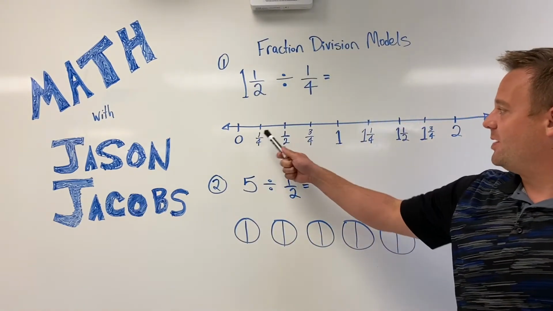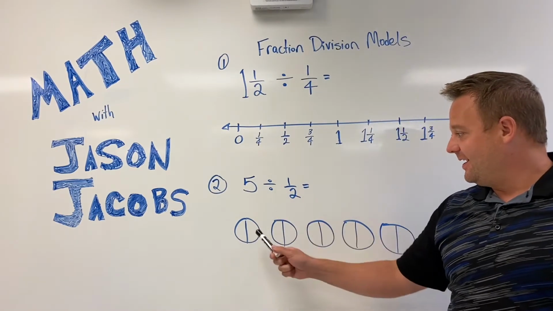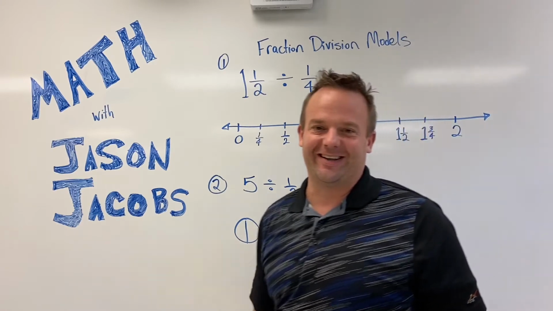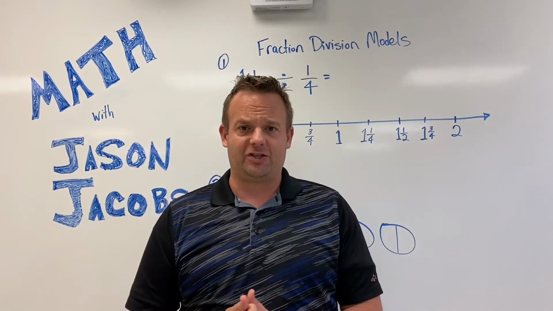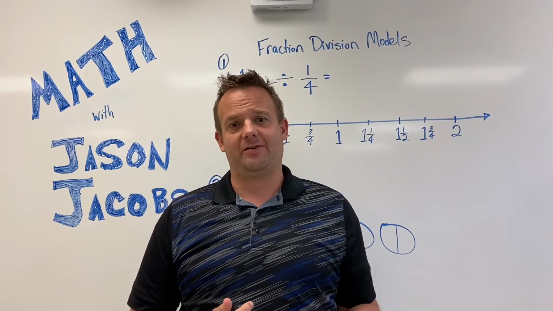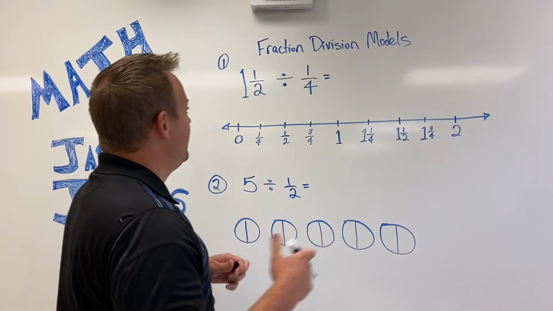We're going to do a number line model, which I really like, and a cookie model, as I like to call it. And we're going to explain to you why, when you divide by a proper fraction, the quotient is greater than the dividend. Let's discover that now. So check this out.